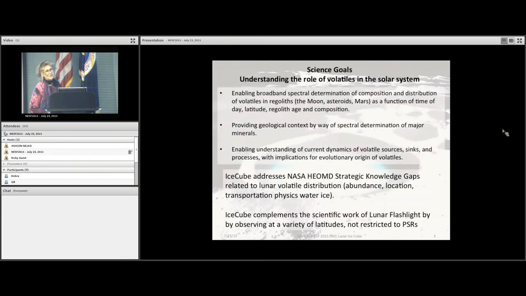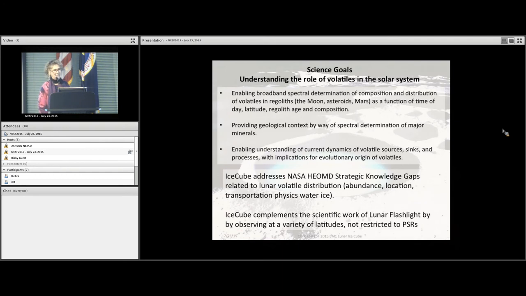So for our particular mission, these are our primary goals. We're looking at a broadband IR instrument, which does provide some challenges because it does need to be kept quite cool. But the broadband spectral capability allows us to get a good handle on the composition and distribution of volatiles in the regolith and provide a mineralogy context at the same time. And of course, this could be used for characterizing the regolith mineralogically and in terms of volatiles of other places as well.